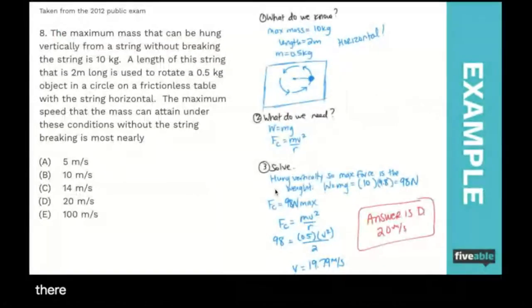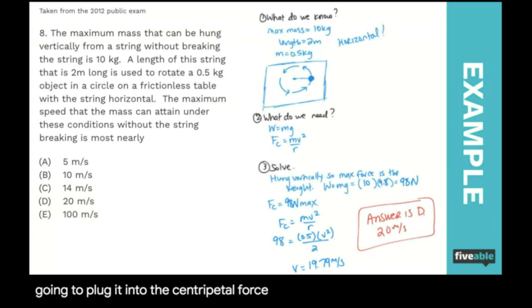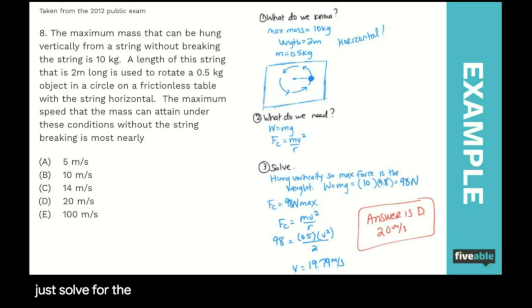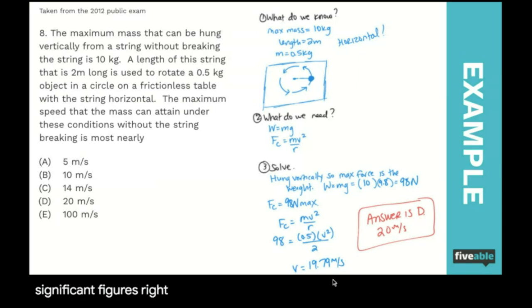From there, we've got that 98 and we're going to plug it into the centripetal force equation. We know the mass is 0.5 kilograms. We know that the length of the string is 2 meters long, and we'll just solve for v. And then we see that it's slightly different because of significant figures, right? So it's 19.79 if you calculate it without rounding. That would be 20 if you were to use the significant figure rules.